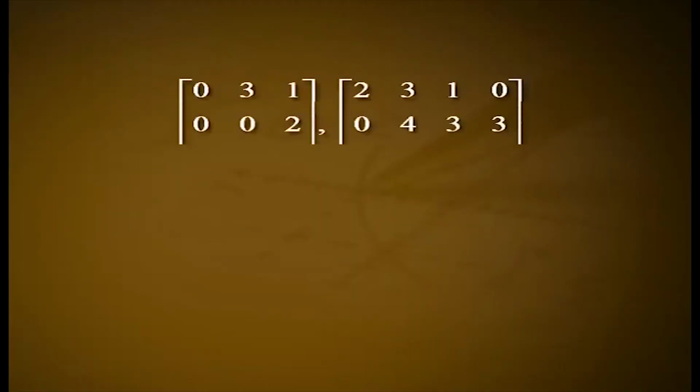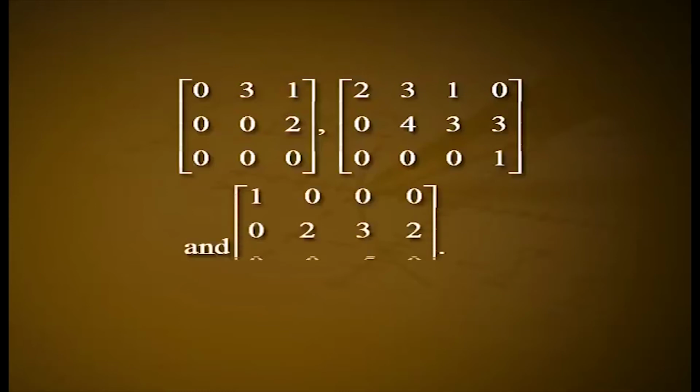Example 6. The following three matrices are in row echelon form. Matrix [0 3 1; 0 0 2; 0 0 0], matrix [2 3 1; 0 0 4; 3 3 0; 0 0 0 1] and matrix [1 0 0 0; 0 2 3 2; 0 0 5 0; 0 0 0 7]. But the matrix [0 3 1; 0 0 2; 3 0 0] is not in row echelon form.